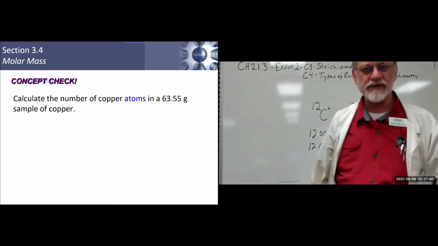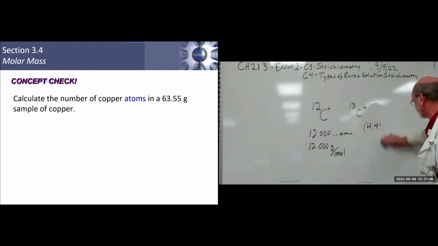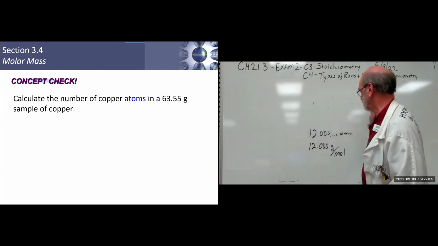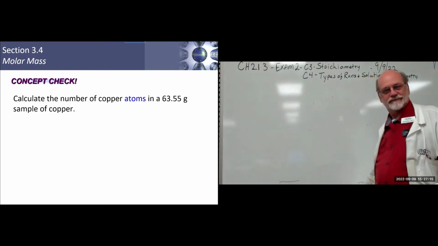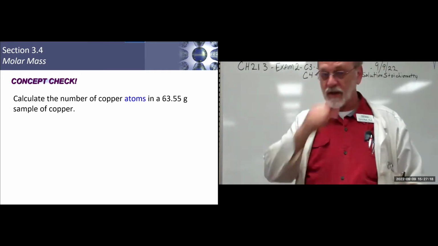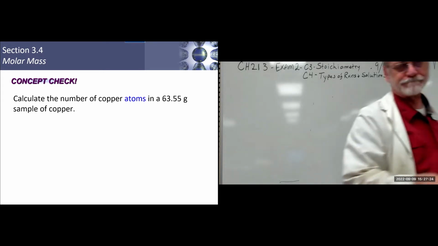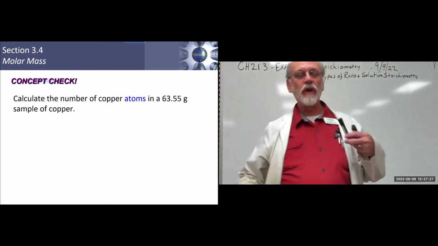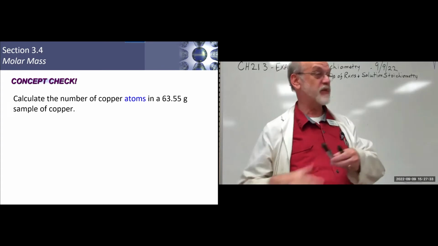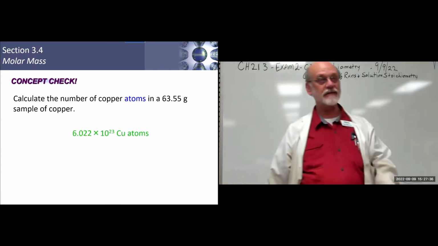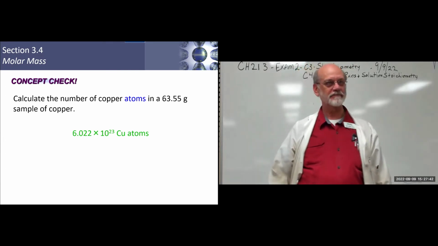How about the number of copper atoms in a 63.55 gram sample of copper? That's a trick question. Don't immediately go to dimensional analysis, because 1 mole of copper atoms weighs 63.55 grams. Right? Get that off the periodic table. So how many atoms is that? Avogadro's number. Okay?